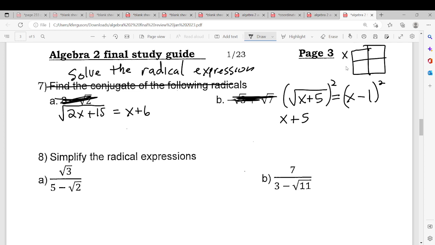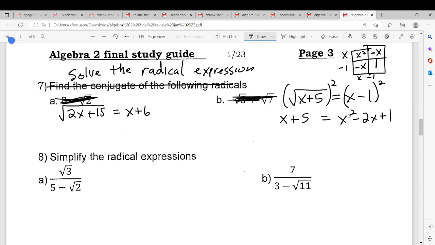I got x minus 1 and x minus 1. X times x is x squared. X times a minus 1 is minus x. Minus 1 and x is minus x. And then negative 1 times negative 1 is positive 1. So when I write that all down, I got x squared minus 2x plus 1.